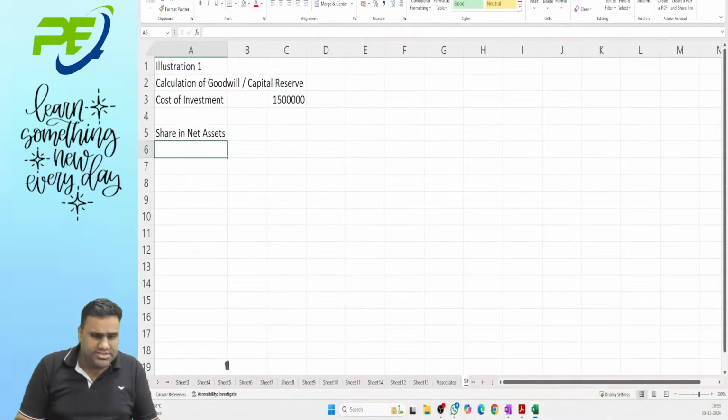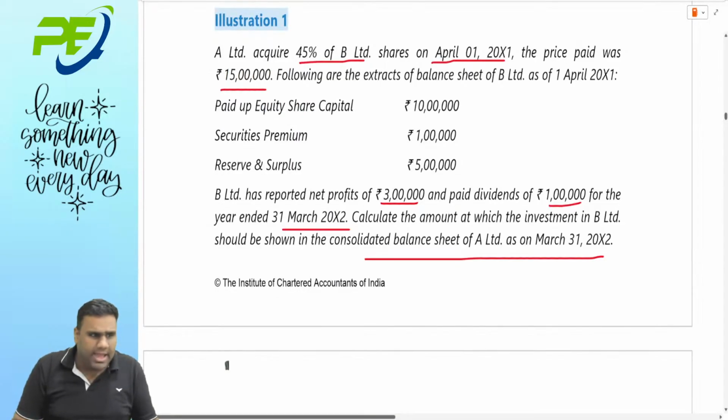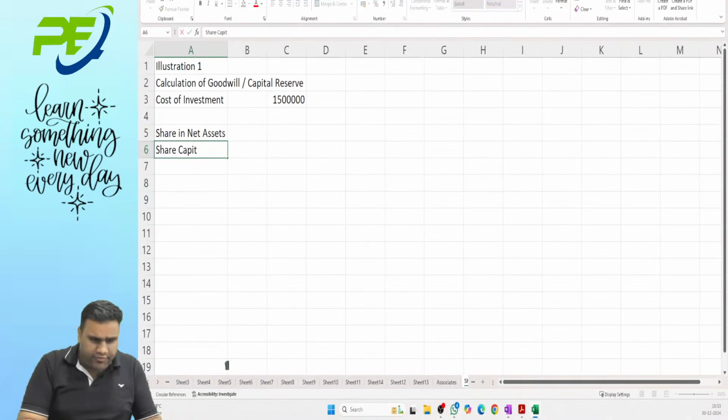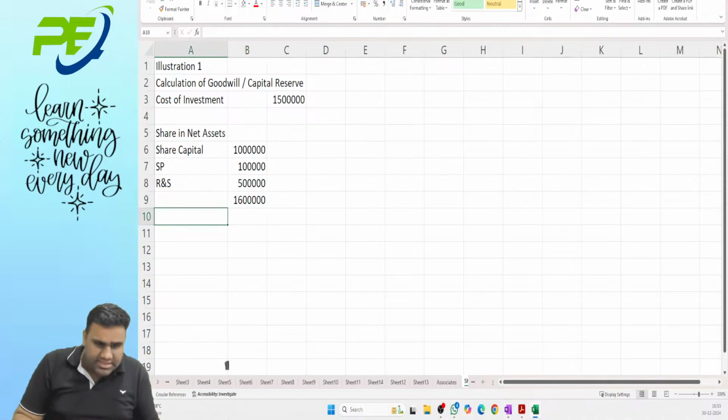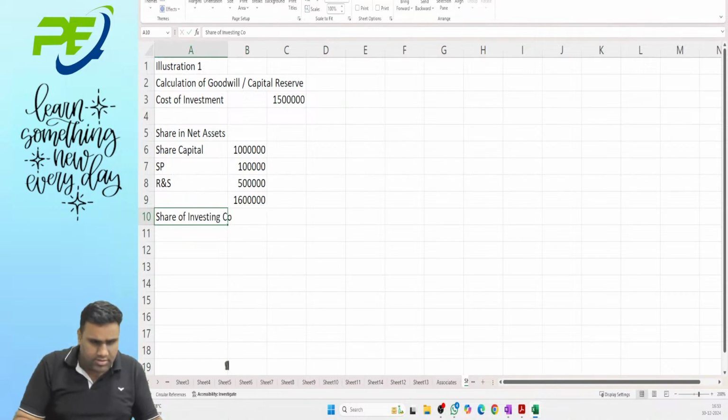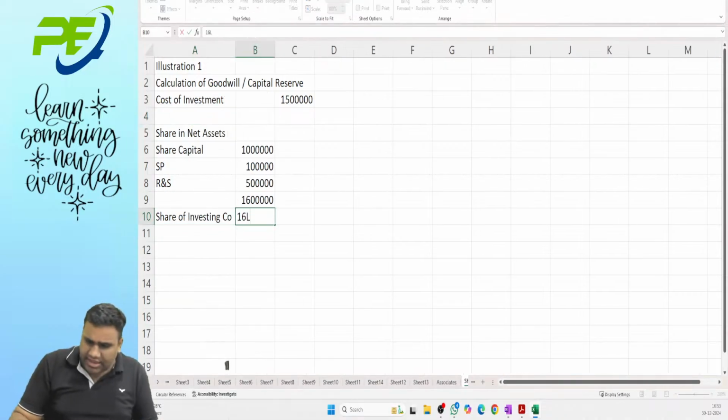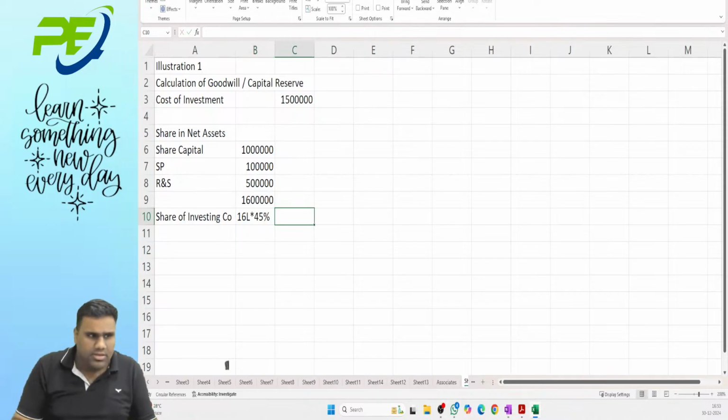So share in net assets, what are we getting? Share capital 10 lakhs. We will calculate 15% towards the end. Securities premium 1 lakh. Reserves and surplus 5 lakhs. So total 16 lakhs. Then share of investing company: 16 lakhs into 45 percent is 7 lakh 20,000.